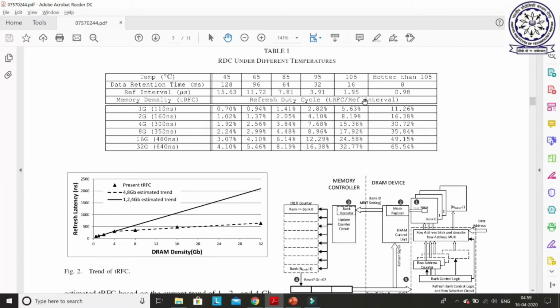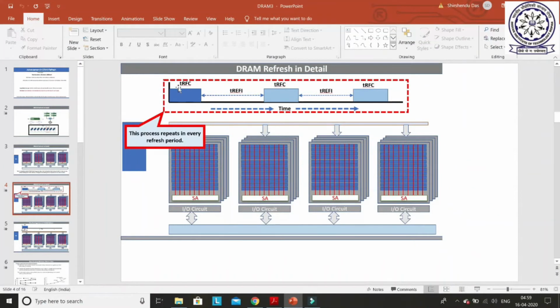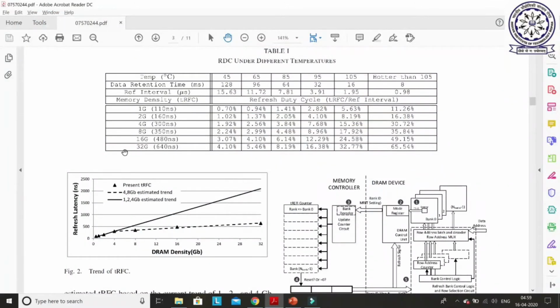That means this parameter, as I said, is the percentage of time which is required to refresh these rows during this refresh interval. So you can see here for a 32 GB density, the RFC time is this, and if the chip temperature is 45 degrees centigrade, then almost 4% time in each refresh interval is required just to refresh. That means in each refresh interval, 4% time the rank is blocked for refresh.